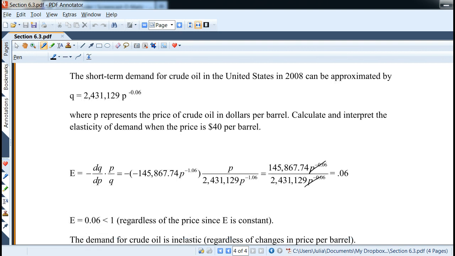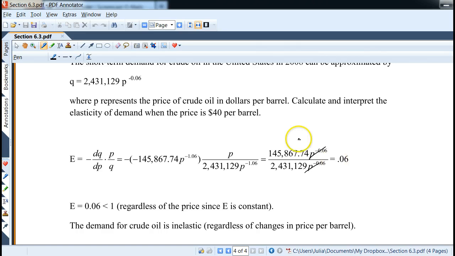So what happens when elasticity is constant? Well, it's definitely less than 1. It's definitely very inelastic. In fact, it's inelastic regardless of the change in price. We don't even have to plug in the 40. So that tells you something about the demand for gas, at least that's how the situation was in 2008. Maybe it changed a little since then.